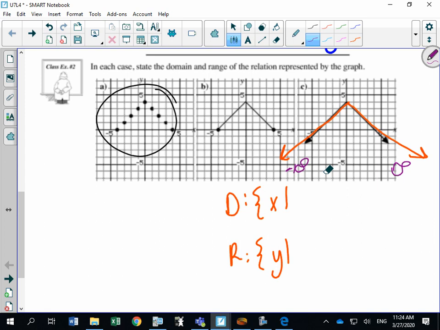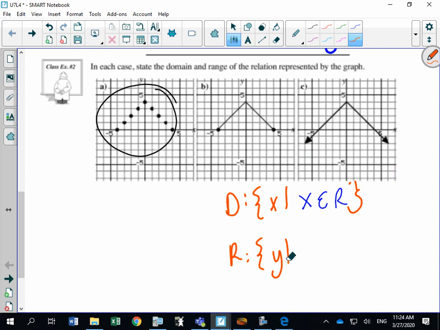So how do I write my domain and range without showing the infinity sign? Because our domain goes from negative infinity to infinity, we just simply write x ∈ R. And that would be our domain. And what you're saying is x belongs to the set of real numbers. The real numbers means x could be any number from negative infinity to infinity. Okay? I'll show you another one of these in the next example.